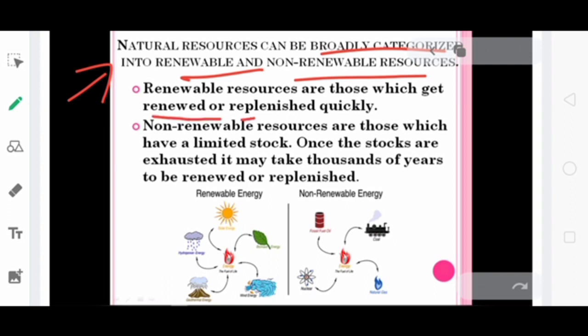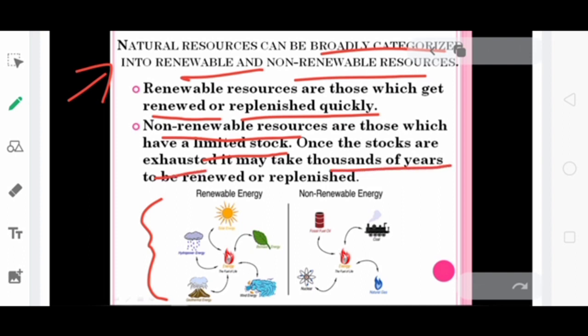Now, this natural resource can be broadly categorized into renewable and non-renewable resources. Renewable resources are those which get renewed or replenished quickly. Some of these are unlimited and are not affected by human activities like solar, rain, geothermal energy, wind energy, biomass energy.